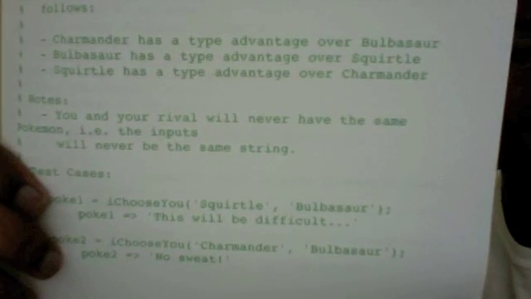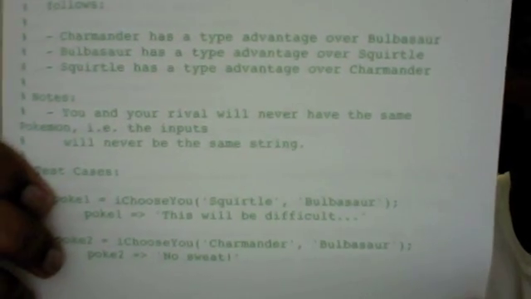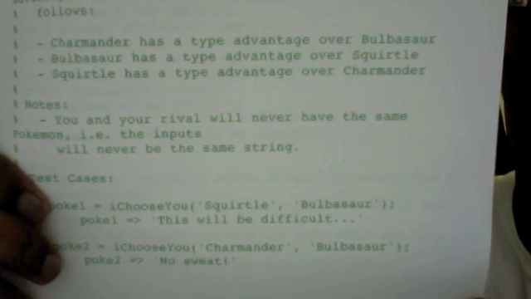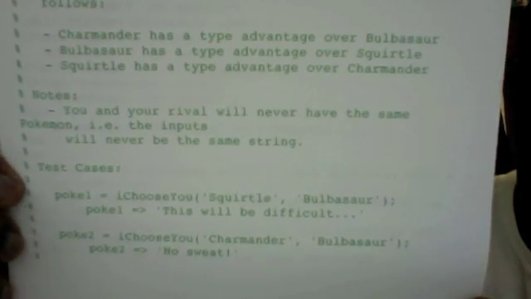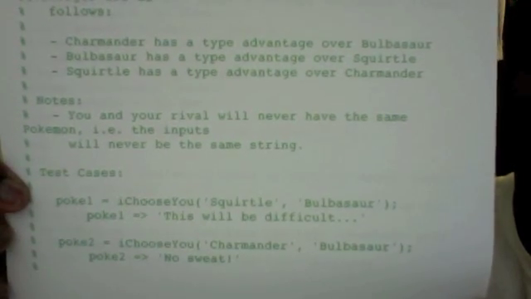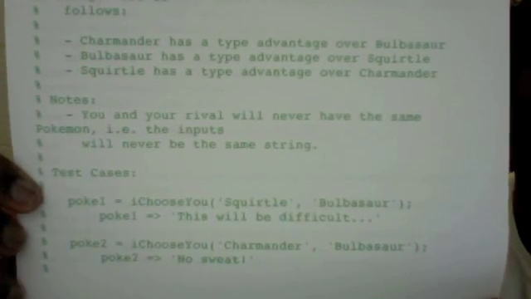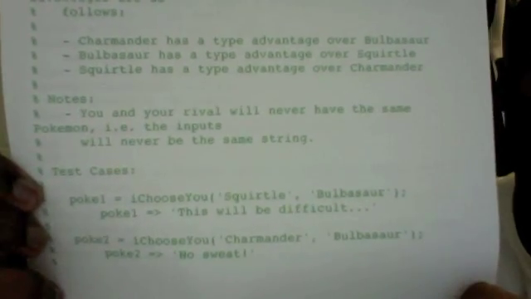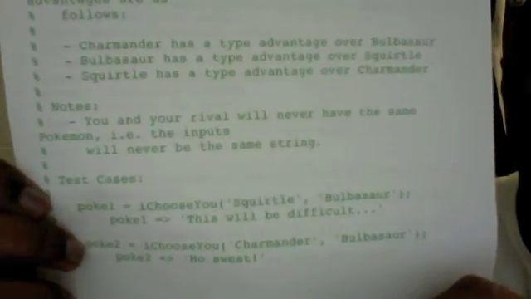So, just a little note is that Charmander has a type advantage over Bulbasaur, Bulbasaur has a type advantage over Squirtle, Squirtle has a type advantage over Charmander. Those are going to be the three inputs. It'll only be one of those three Pokemon, and you and your rival will never have the same Pokemon, so it'll never be the same two inputs.